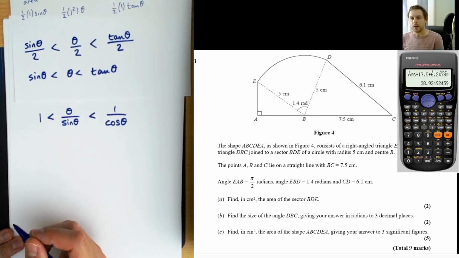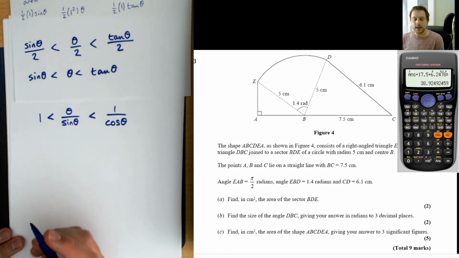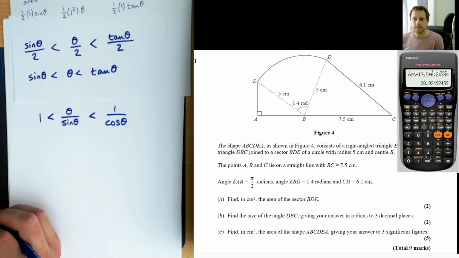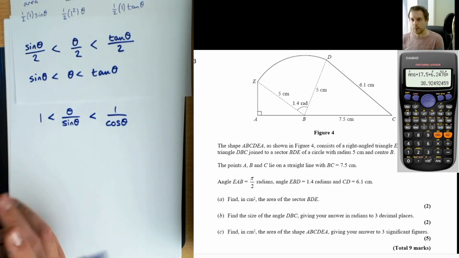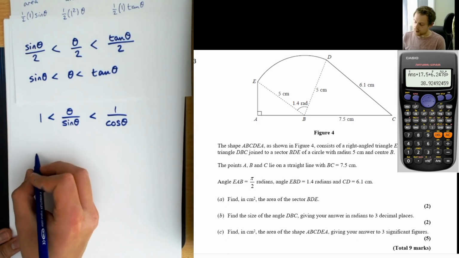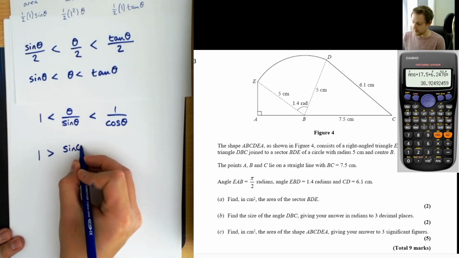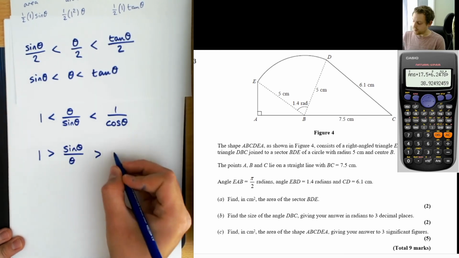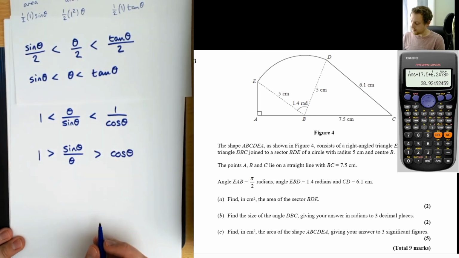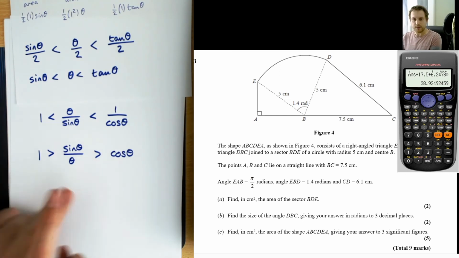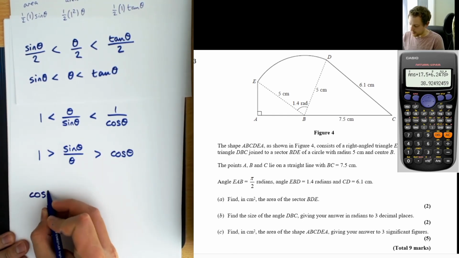Now, one good property of inequalities is if you take the reciprocal of an inequality, it flips the inequality. So for example, 2 is less than 3, but if you take the reciprocal, you get a half is greater than a third. So what I'm going to do is take the reciprocal. The reciprocal of 1 is still 1. The reciprocal of this is sine theta over theta. And the reciprocal of this is cos theta. Now, I'm just going to write it the other way around, just so it's a bit tidier.